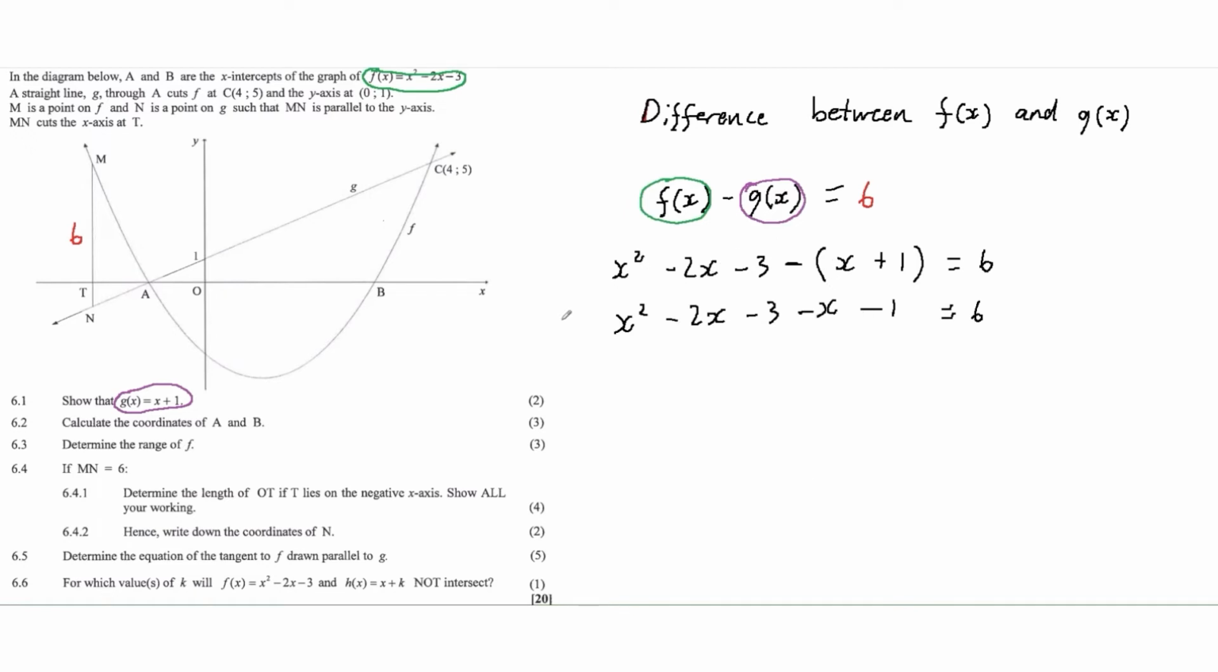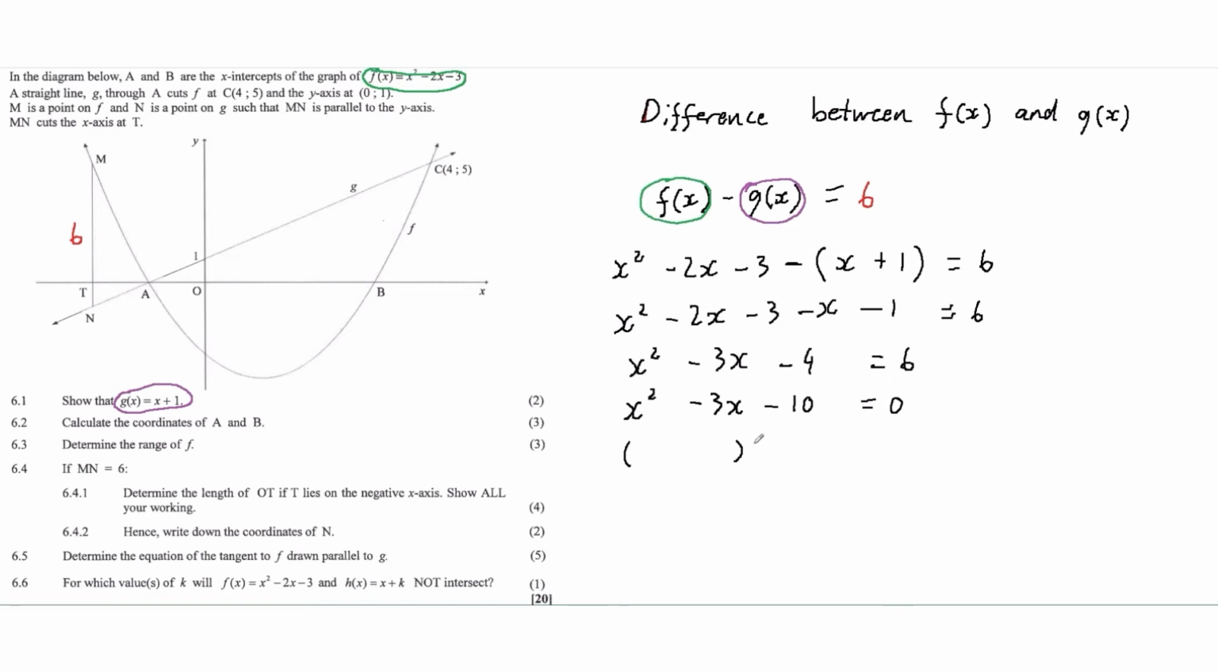Now here what we want to do is make this into a trinomial so that we can factorize it. So we've only got one x squared, negative 2x minus x is negative 3x, negative 3 minus 1 is negative 4, equals 6. And then we're going to bring the 6 over onto this side. x squared minus 3x, negative 4 minus 6 is negative 10, equals 0.